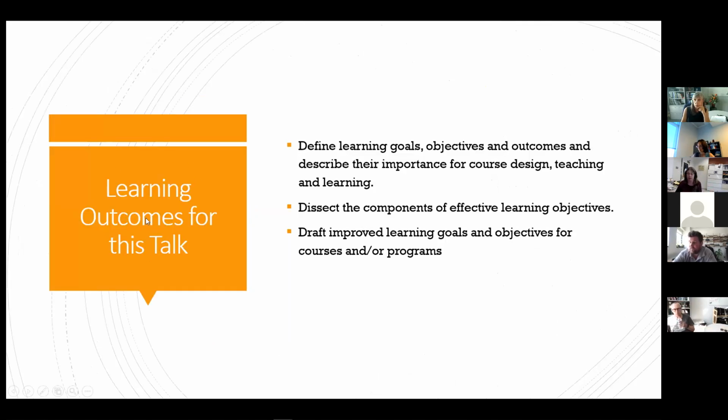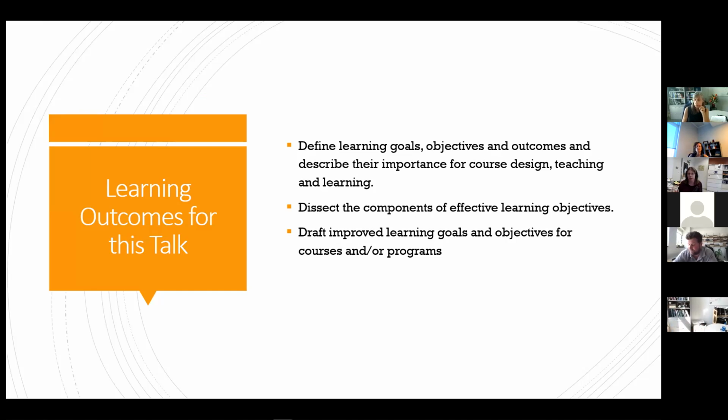The learning objectives for the talk, I took these from Lesia's talk, and this is what you were expecting to get, so this is what we're doing. We're going to define learning objectives and outcomes and describe their importance for course design and teaching and learning, because we do use all of these to inform how we teach our courses and how we design the courses from the beginning. So we're going to dissect the components of an effective learning objective and learning outcomes.